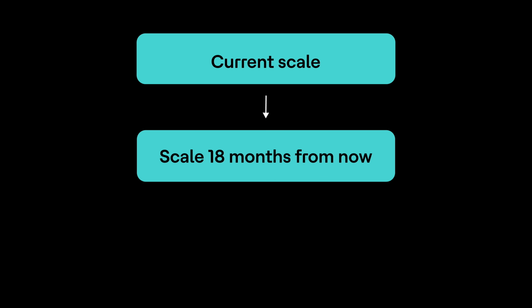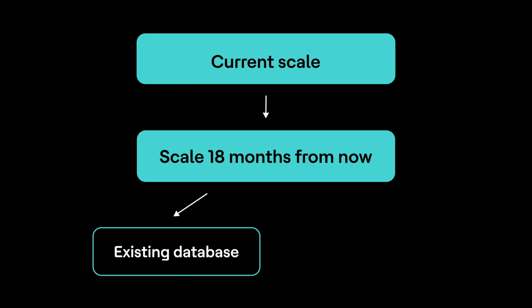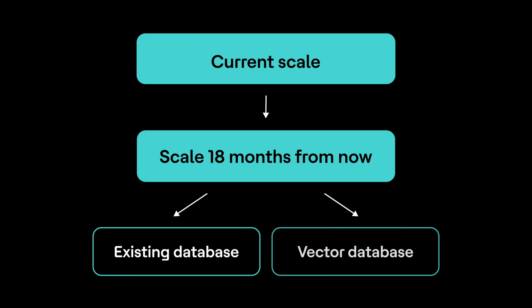And if you're deploying at the edge or on-prem without the luxury of elastic compute, efficiency at scale is even more crucial. So understanding the scale that you're operating at now and where you'll be in 18 months is the clearest signal for whether an existing database system is enough or whether you need a vector database.